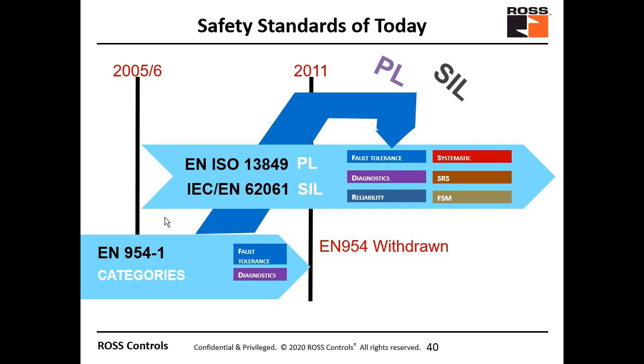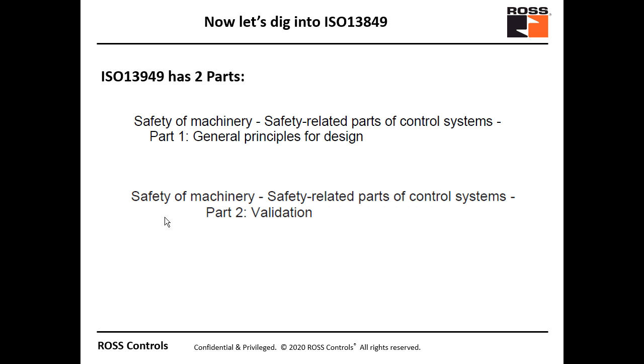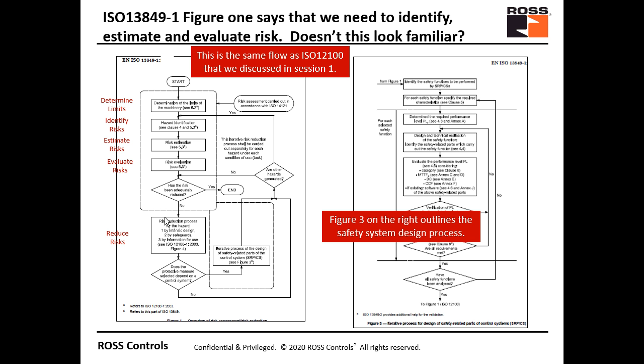With that said, I want to jump on into how we apply these. ISO 13849 has two parts. Part one is safety-related parts of control systems, and it covers the general principles for design. Part two, again, is safety-related parts of control systems, but it deals with validation. We're going to dig into both of those in the next few slides. If you look in ISO 13849, it's got a figure 1 here on the left, and it looks exactly like ISO 12100 because it is a screenshot of that. It's got the same steps: determine the limits, identify risk, estimate the risk, evaluate the risk. And then at the bottom half of that, it's reduce the risk.